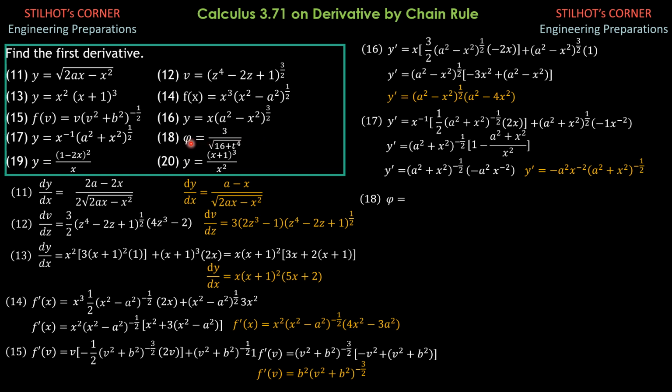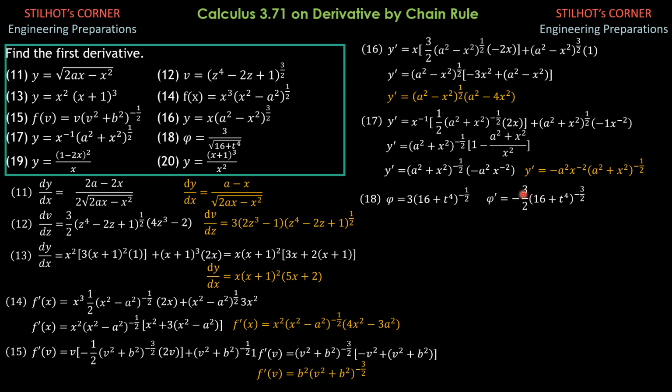So this function, I just call it psi, which is 3, rewritten as 3 quantity 16 plus t to the fourth raised to negative 1/2, so that we can easily evaluate the derivative. So this is 3 times negative 1/2. Psi prime is negative 3 over 2, quantity 16 plus t to the fourth to the negative 3/2 times 4t cubed. Derivative of 16 plus t to the fourth is 4t cubed.